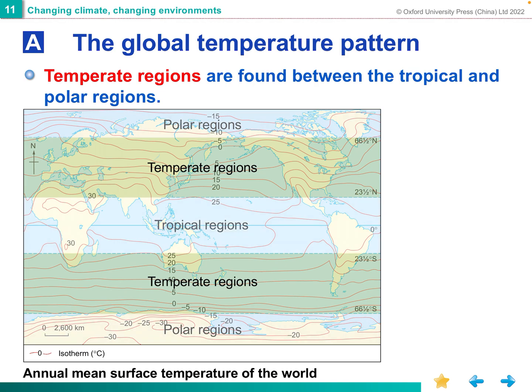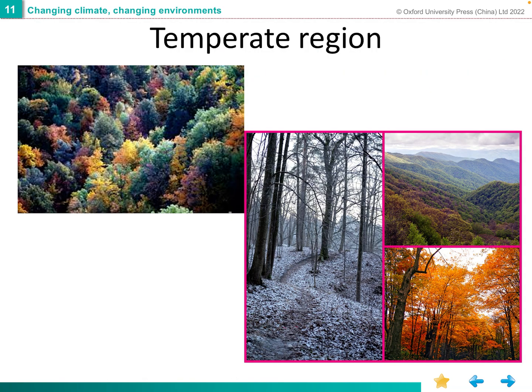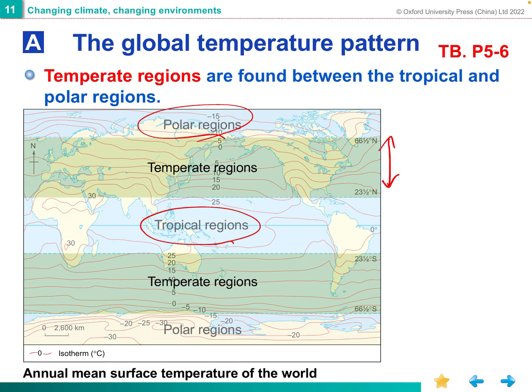Last one is called the temperate region. Temperate region is very easy. They are just between the polar region and the tropical, in between. So we call this region temperate. In Chinese, it's called 温帶地區. Quite warm, not very cold, not very hot. We call it the temperate region.